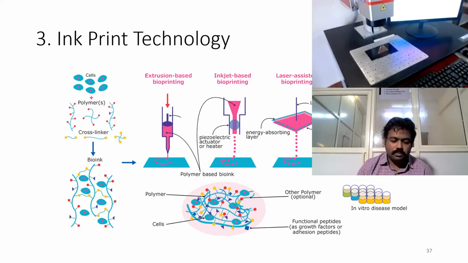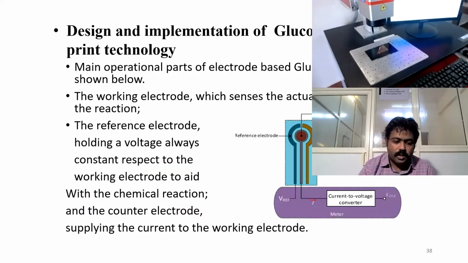So you can also do that, and that doesn't mean that you can print only ink. You can print polymers, you can print cells, you can print many functional pesticides. That is also possible, and it is especially useful in the tissue engineering process. Also you can design this glucose strip technology, like when you want to print these electrodes. So you need to have a positive and negative electrode.